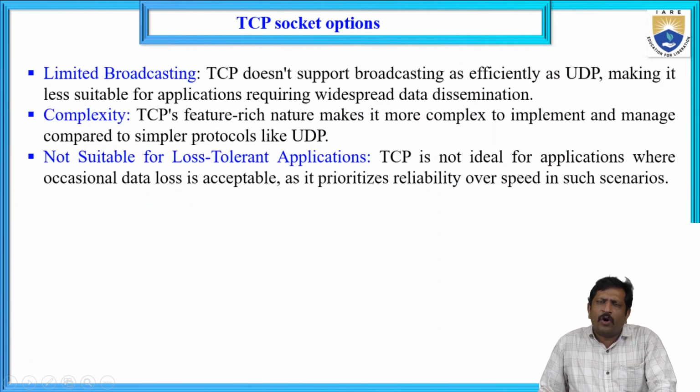Here, limited broadcasting. TCP doesn't support broadcasting as efficiently as UDP, which makes it less suitable for applications requiring widespread data dissemination. Complexity: TCP's feature-rich nature makes it more complex to implement and manage compared to simpler protocols like UDP, the User Datagram Protocol.